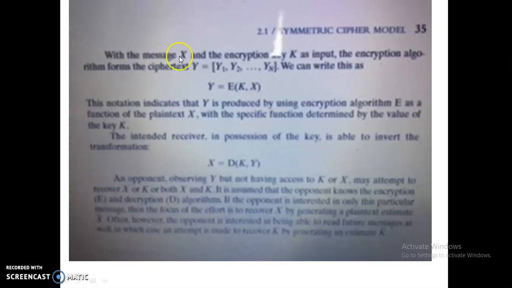So with the message X, the plain text, and the encryption key, here you can see the ciphertext equals the encryption algorithm applied with the key and the plain text. On the decryption side, the plain text X equals the decryption algorithm applied with the secret key, which is shared by both the sender and the receiver, and the ciphertext.